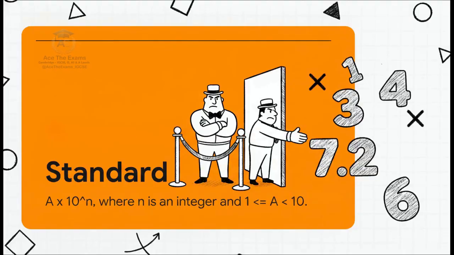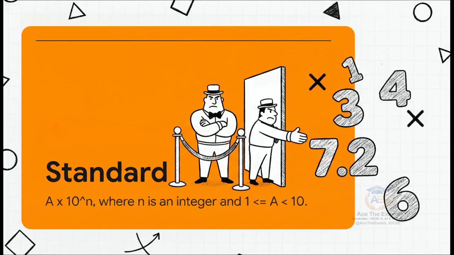But listen closely, because standard form has a strict bouncer at the door with an absolute, unbreakable rule. To be in proper standard form, it must be written as a number, a, multiplied by 10 to the power of n. But here's the golden rule. Your front number, a, cannot be 10 or bigger, and it cannot be less than 1. It must sit perfectly between 1 and 9.99.